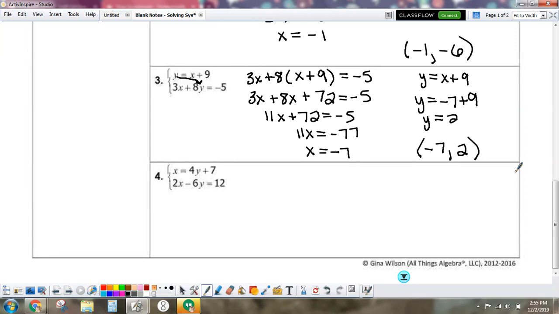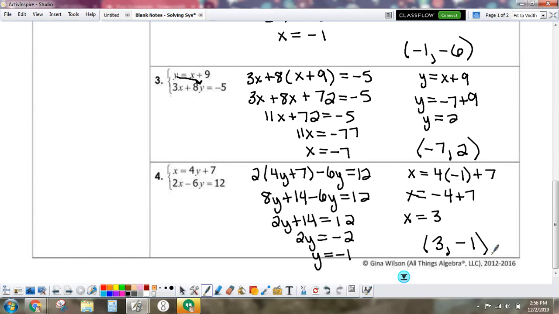All right, and then this last one, same idea, but this time you have an x, so you're going to plug that in for x. So go ahead and try this on your own and see if it matches what I get. You should have 3, -1 as your answer.